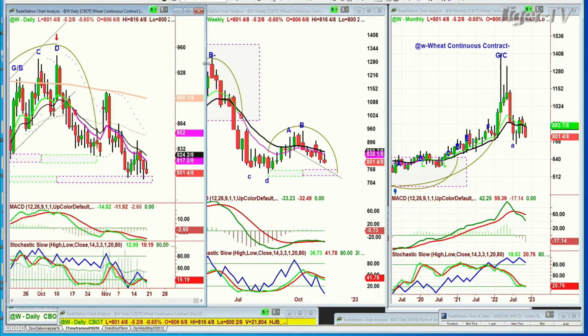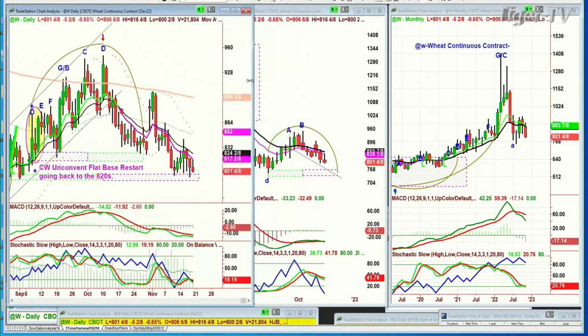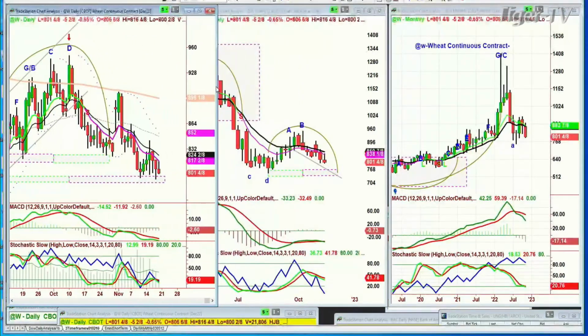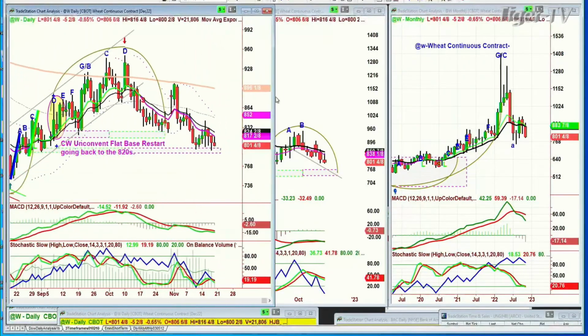So I have drawn in, I actually found this just a few moments ago, I completely forgot about it, the Chapman Wave unconventional flat base restart going back to the 820s. I typed that in way back here in September, around about the 19th. I'll be back and we'll talk about that.